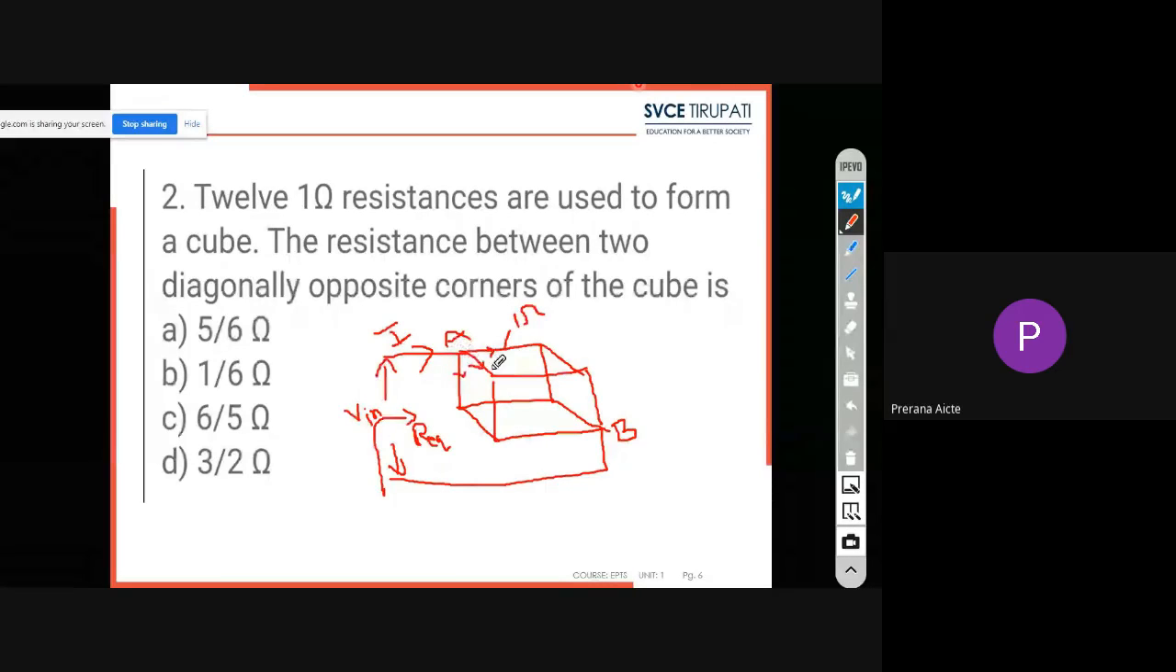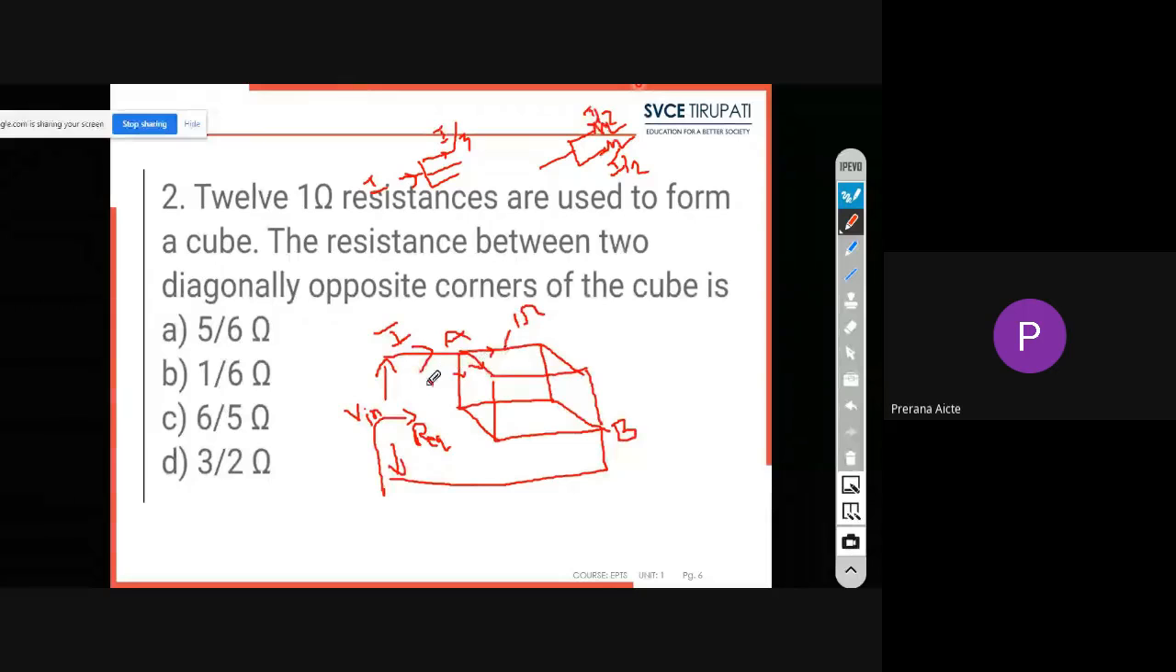What is each branch current? All the branches have the same resistance. Whatever current I is flowing, it will be split up. Suppose it is divided into 2, both with the same resistance, what is each branch current? Generally I by 2, I by 2. Suppose it is divided into 3 branches, each with the same resistance, what is each branch current? I by 3.